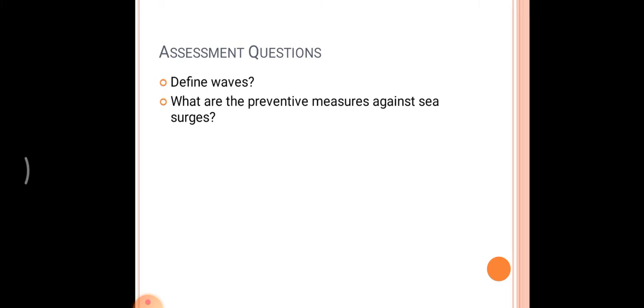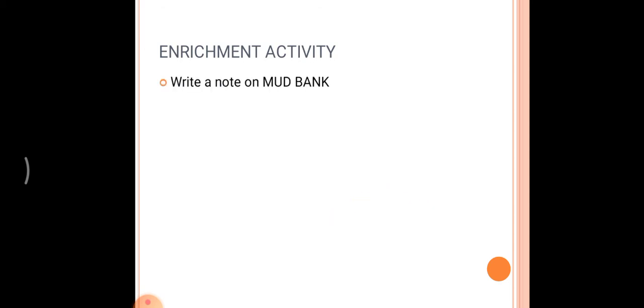Then we have learned about tsunami waves, a natural disaster which takes place related to the ocean. Also we have learned about mud bank. Now you have some self-assessment questions to check your understanding. Define waves. What are the preventive measures against sea surges? What is tsunami waves? An enrichment activity is also provided here which can help you to develop your skills. Write a note on mud bank.